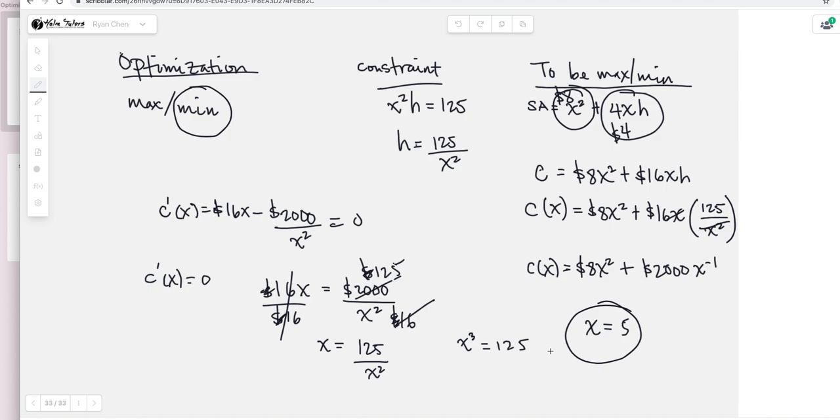Not really surprising that it ended up being a cube, because when you're trying to minimize surface area, it will end up being a cube frequently. And the dimension x made it a cube. That makes it almost seem trivial, but it's not so trivial. Now h is going to be 125 over 5 squared. So h is going to be 125 over 25, which is h is 5. Well, no, h is 25.